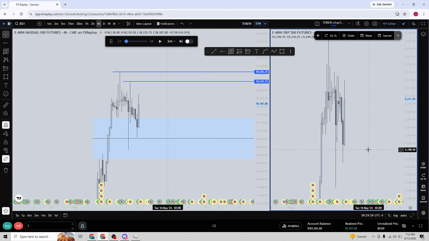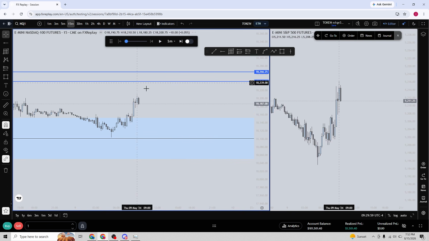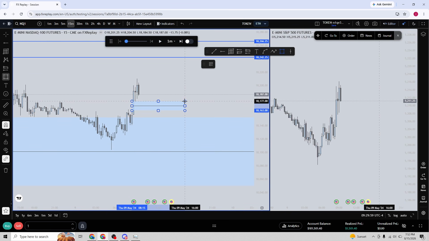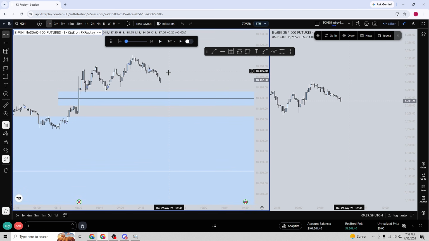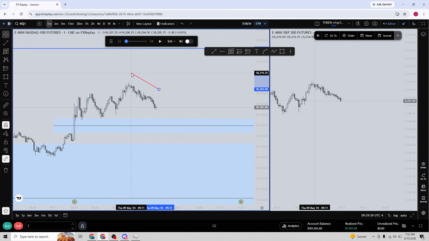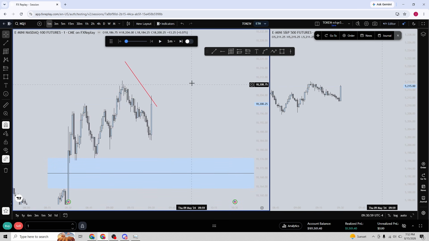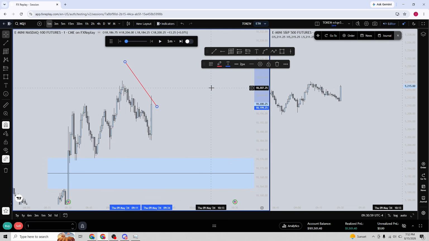Let's look on ES. What is ES doing? ES does not SMT, but there's really good LR above. We can use this 15-minute as our condition. We do have LRL built on the buy side, which is really good. Let's play out price. We're edging the 15-minute, which is not what I want to see. I would not take this trade.